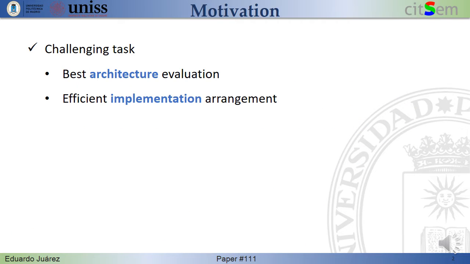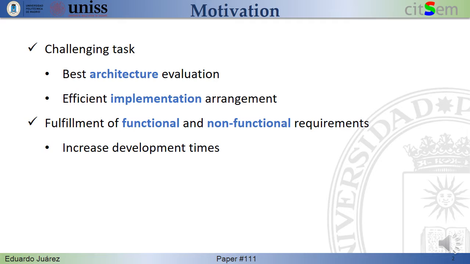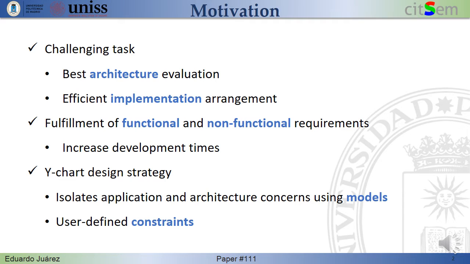Nowadays, evaluating the best architecture for an application and designing an efficient implementation is still a challenging task. Achieving well-balanced implementations that fulfill functional and non-functional requirements implies increasing development times. To solve this issue, the Y-chart design strategy reduces the productivity gap by isolating application and architecture concerns through models, merging both afterwards under a set of user-defined constraints.